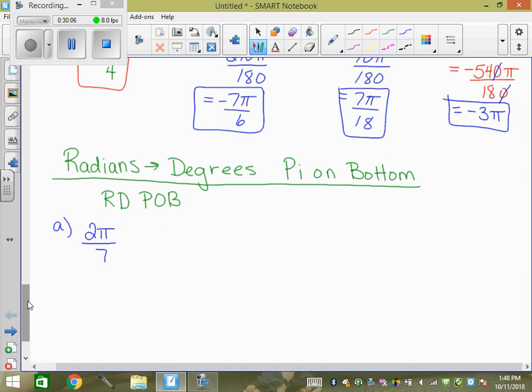We are going to multiply by 180 over pi. What's great about this one? The pi's cancel, and I'm left with 360 divided by 7, which, to the nearest tenth, is 51.4. Everyone's really good with it, and you have to put the degree symbol. Everyone's really good with this.